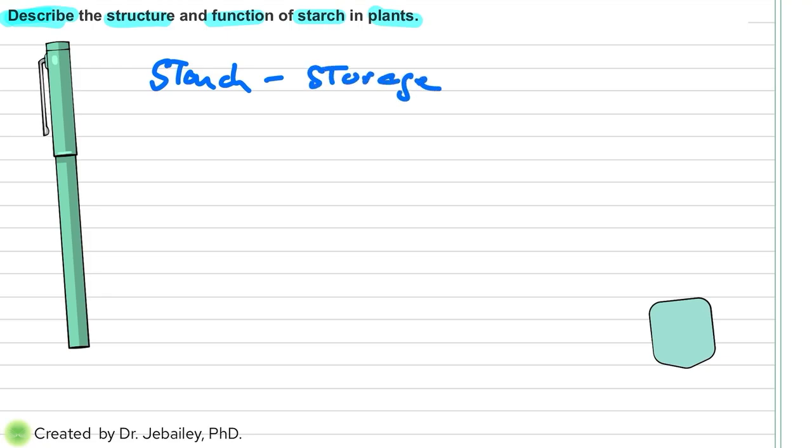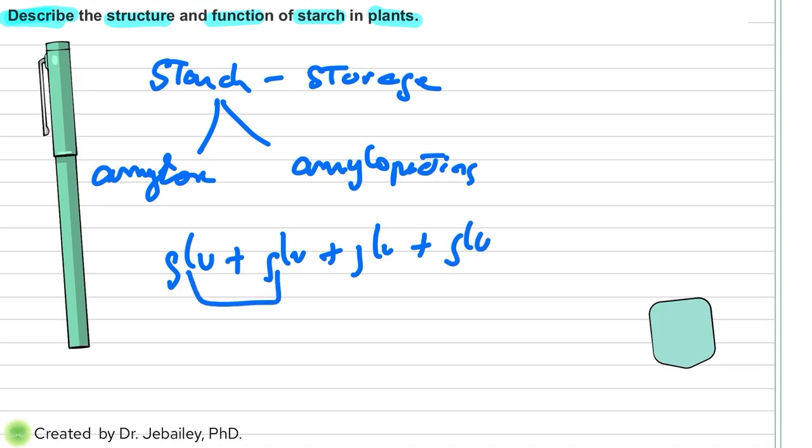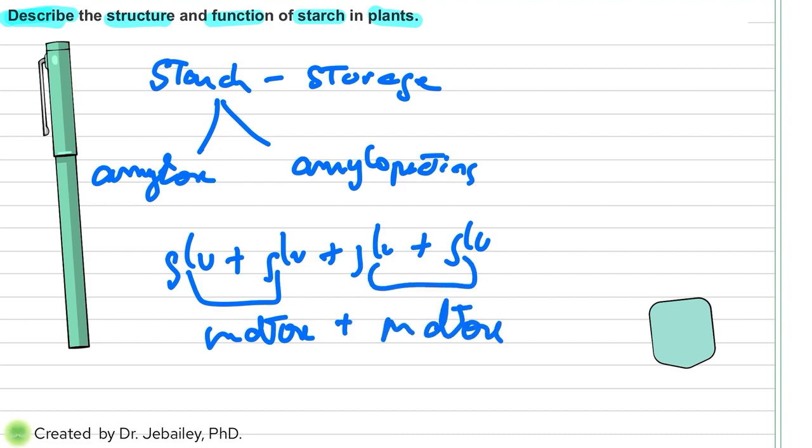We also know that starch has 2 types of structures, right? It has amylose and amylopectin. We also know that starch is made of glucose plus glucose plus glucose. You know, it's just a list of glucose going on, which is the same thing as saying is made of maltose plus another maltose, because maltose is made of glucose plus glucose, and it just keeps adding more and more and more, right?